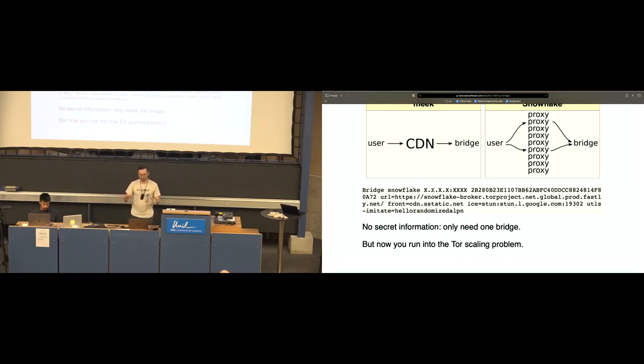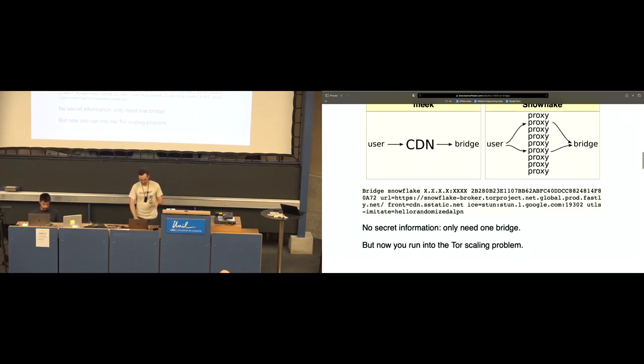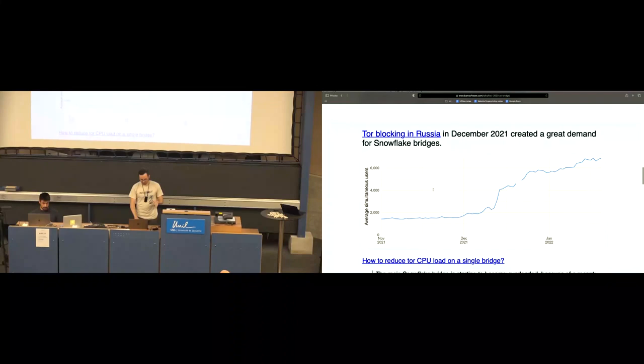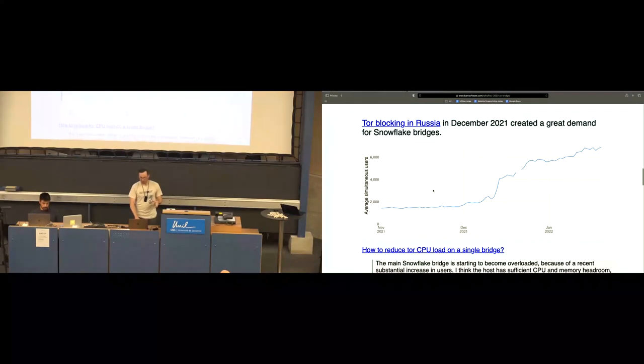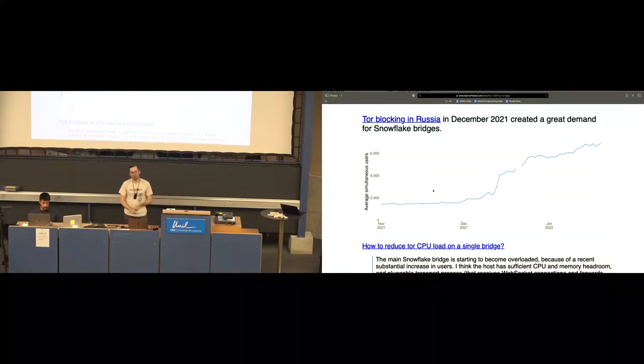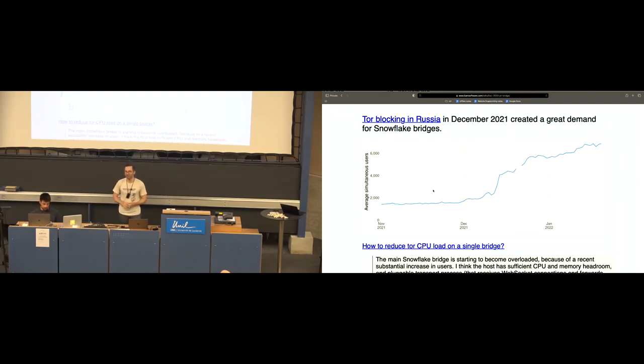We deployed Snowflake. Things were good. Things were awesome. We started getting users. And then we hit a performance plateau. So this was December 2021. It was exactly, I remember, December 1st, 2021. It's very fixed in my memory. This was an important day.